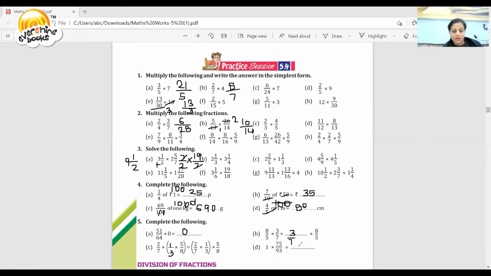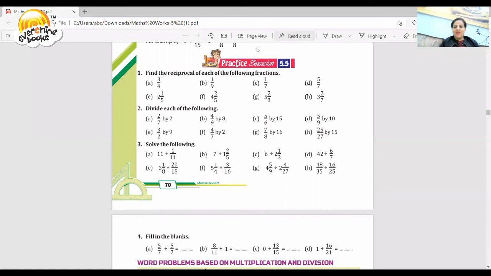And if you multiply with 1, the number itself is the answer. 75 upon 93, the same number will come when you multiply it with 1 only. Likewise, we have done the multiplication part. Now we will do the division part also in our next exercise.